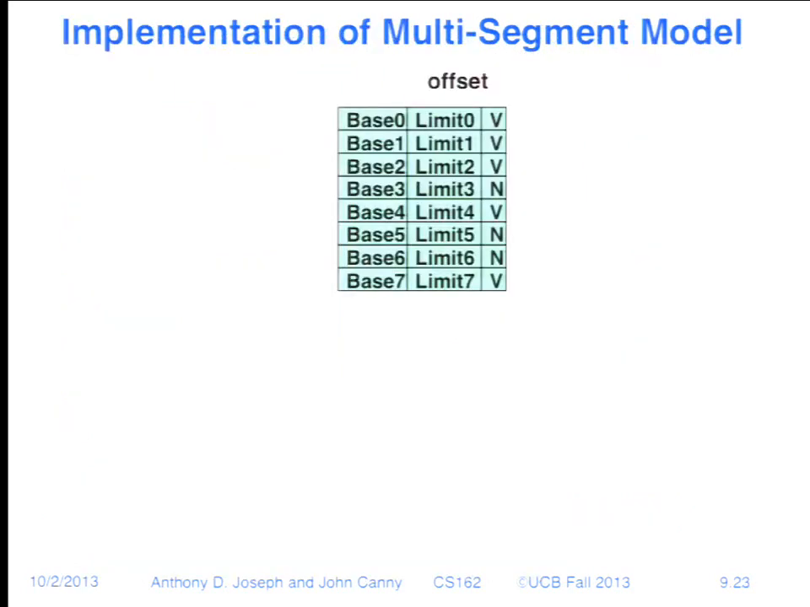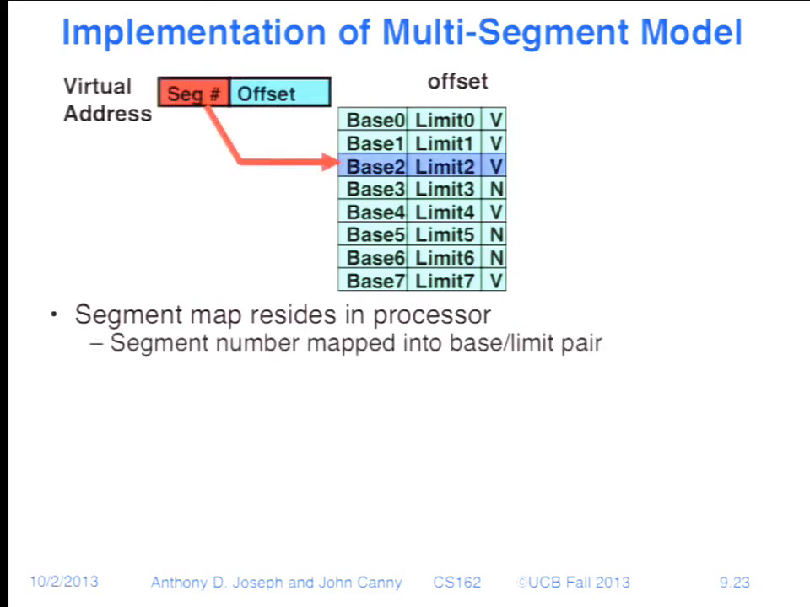Okay, so let's look at this multi-segment model. The addresses that the CPU manipulates can now be divided into two parts. The higher order bits form a segment number, and the lower order bits are an offset.